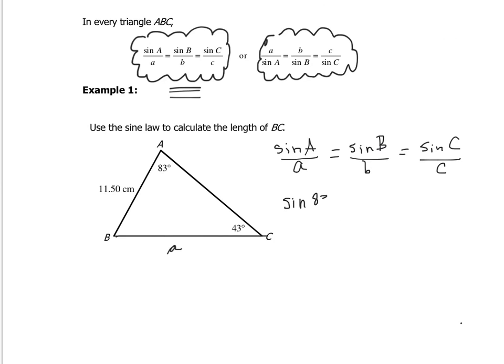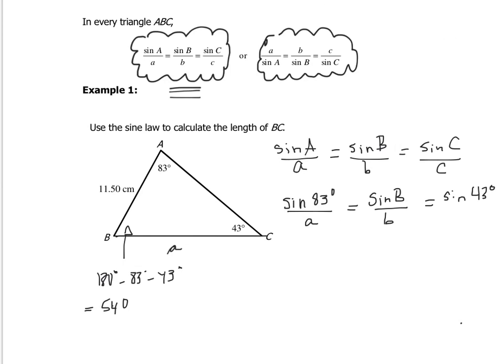So when we start filling in what we have, we do know angle A, that's 83 degrees. We don't know side a, but that's what we're asked to find. Sine of B, we're not given what B is. We can easily figure it out, though, because B would be 180 minus 83 minus 43, and that would give us 54. So if you want to put that in, you can. Over side b equals sine of C, which we're given is 43, over side c, which is 11.5.